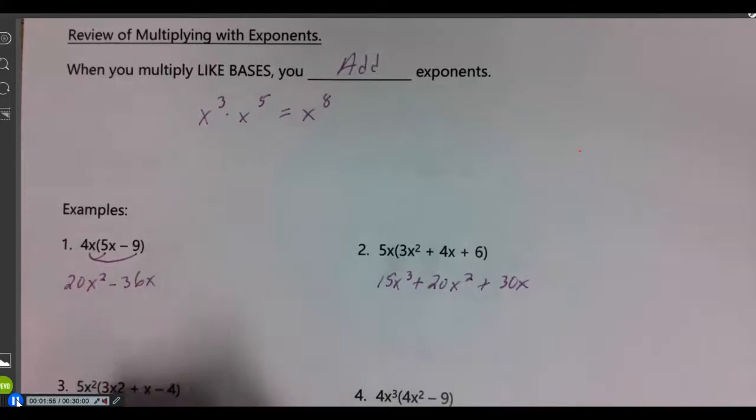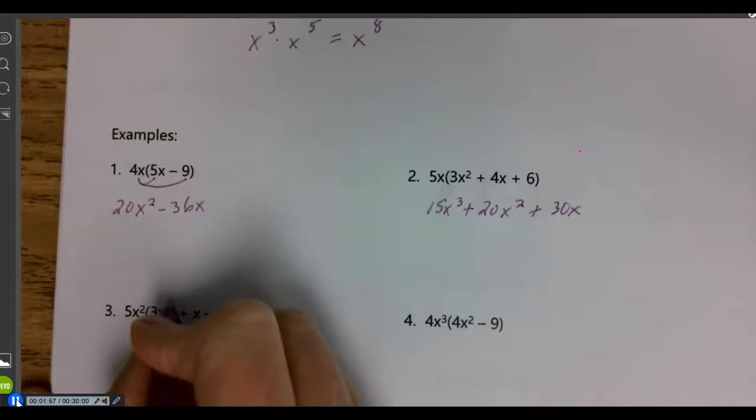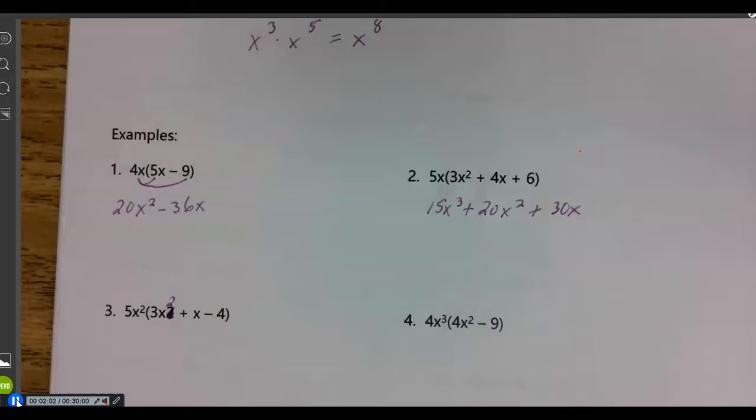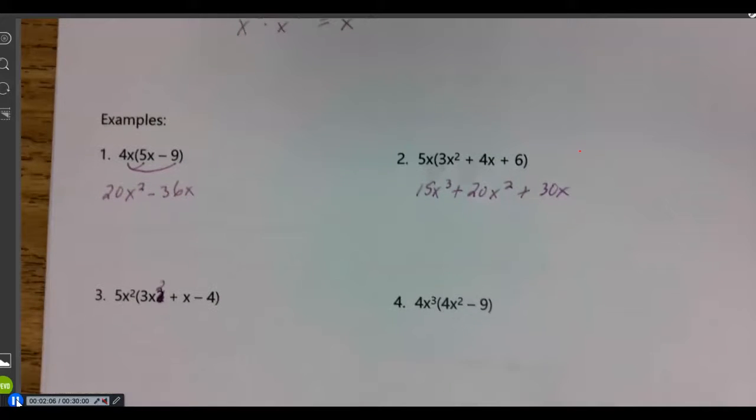Oh, whoops, I made a mistake on this one right down here. That should be an exponent of 2. That should be an exponent of 2. Sorry about that. That's an exponent of 2. Okay? Do you think you can do it? You want to try it?